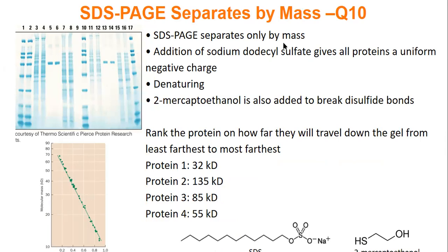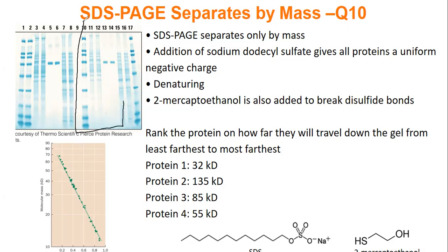SDS-PAGE is a way to separate proteins by mass. And this is another way to determine, after column chromatography, if the sample you have is pure. And we can take a look at this on the image on the left here. So let's say we did an experiment.